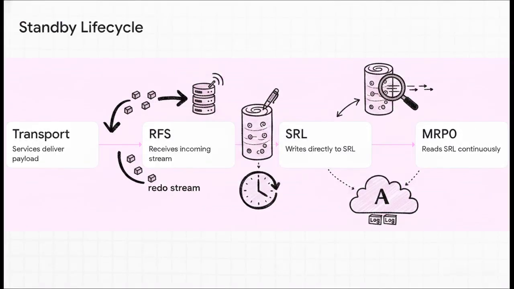Now let's trace the data lifecycle once that redo stream actually hits the standby database. Redo Transport Services delivers the payload to the Remote File Service Process, the RFS. If you have your standby redo logs properly configured, the RFS writes that incoming redo stream directly to the current SRL. And since the data is landing in an active, structured redo log, the Managed Recovery Process, MRP0, can continuously read from that SRL and perform real-time apply.